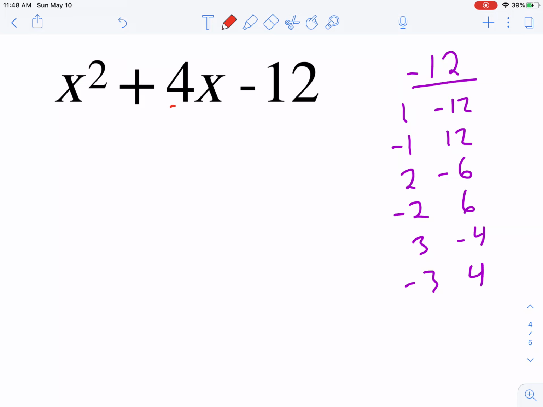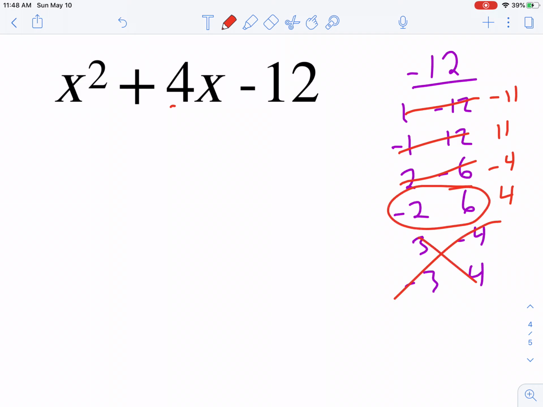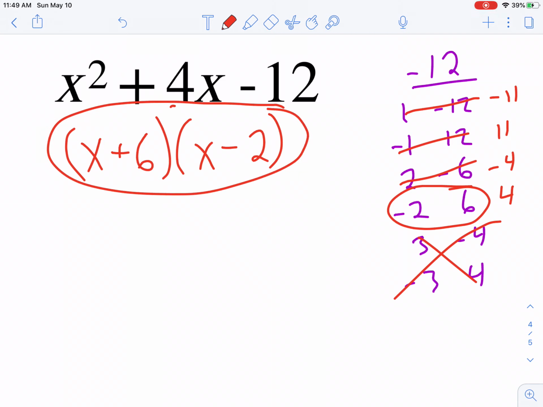Well, 1 and negative 12 is negative 11, so that doesn't help. Negative 1 and 12 is positive 11, that doesn't help. 2 and negative 6, that's negative 4. I need it to be positive 4, so that doesn't help. Negative 2 and 6, there's my positive 4. And so I don't have to worry about these other ones. I found my combination that I'm looking for, a negative 2 and a positive 6. And so I know that immediately this is going to factor to x plus 6 times x minus 2, whatever you want to write first. There's my factored form. I can stop.